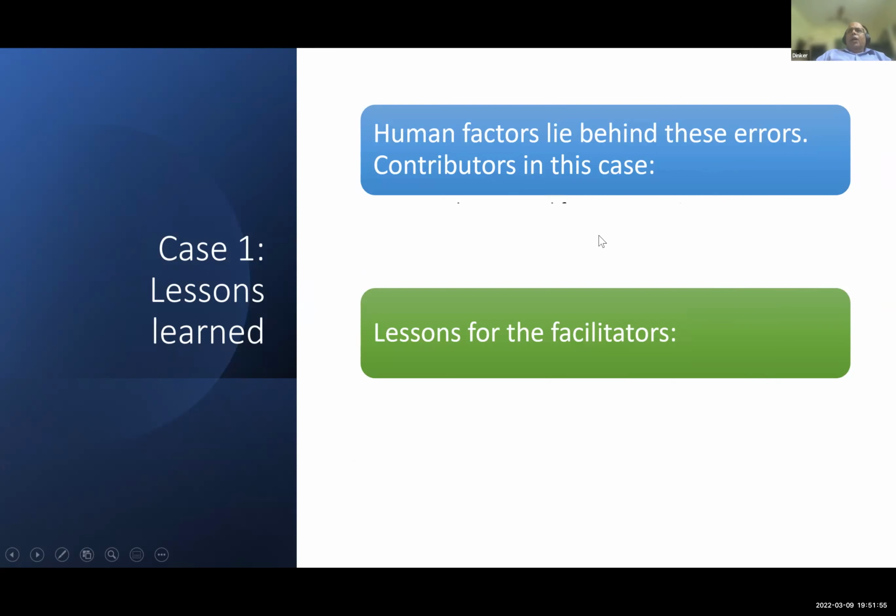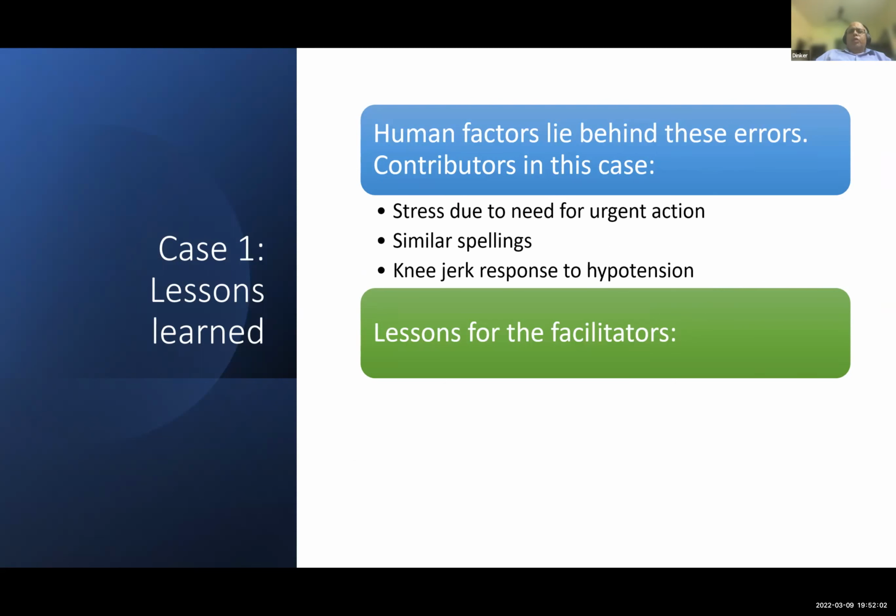So if you really think about the human factors that contributed to this case, which was a wrong drug administration, the participants were under stress because they needed to do something urgently for a patient who was crashing under anesthesia.